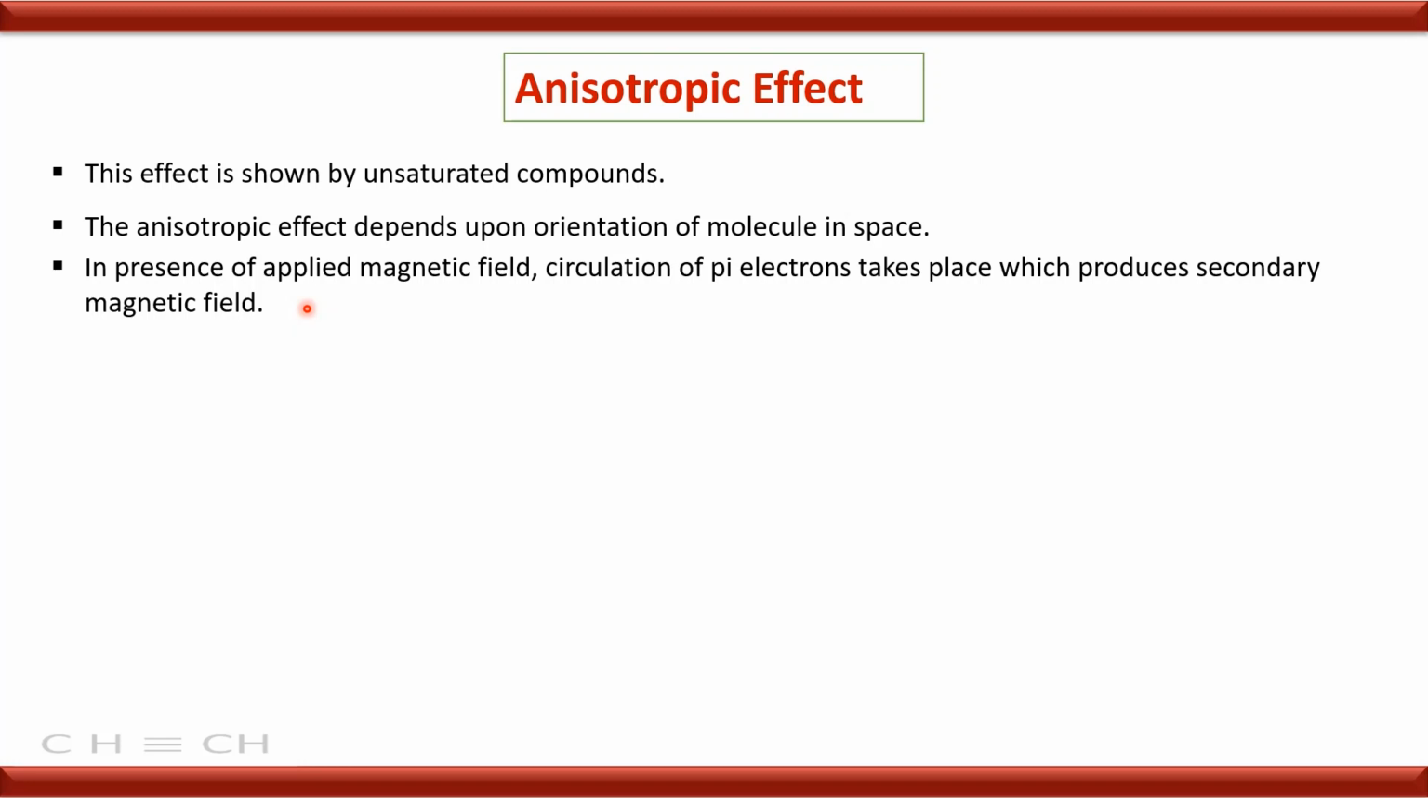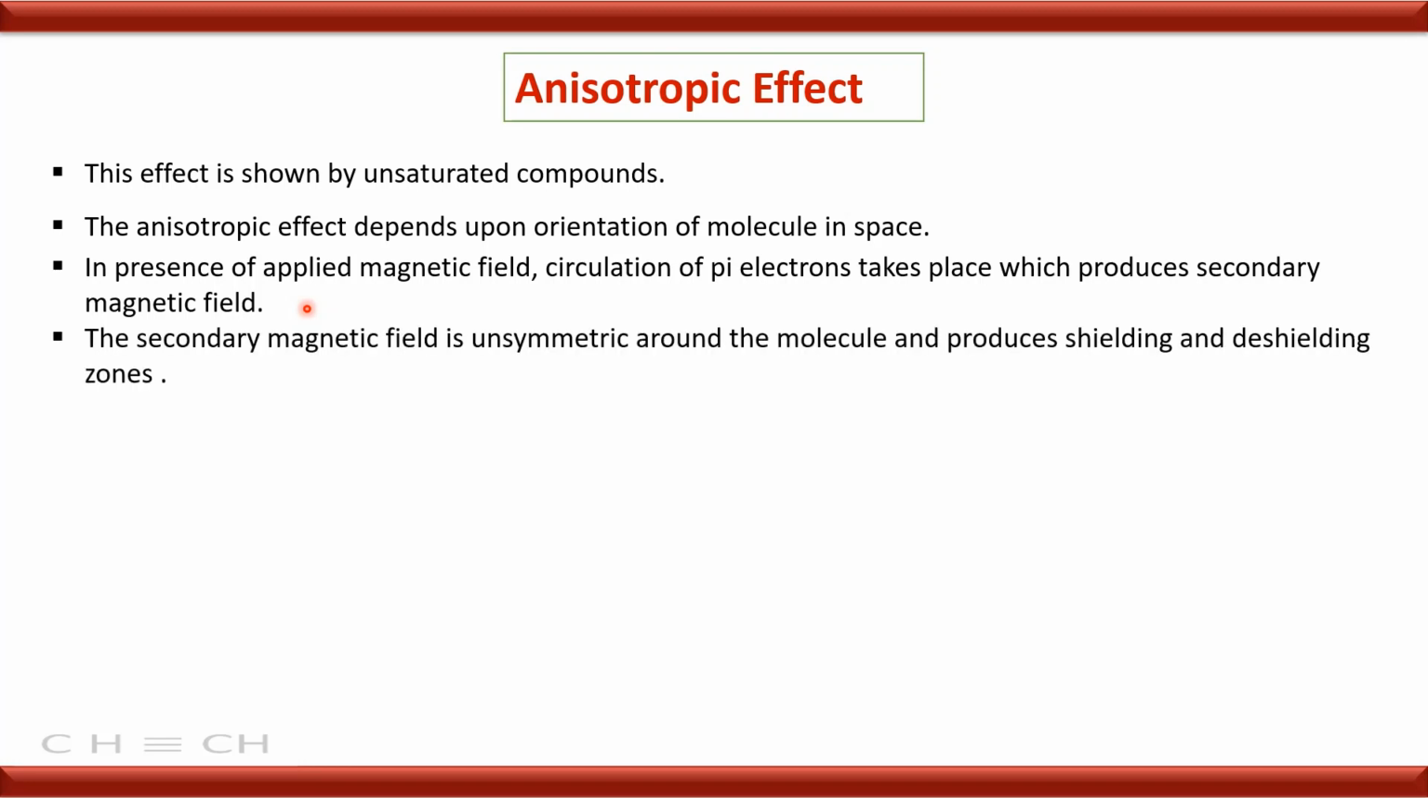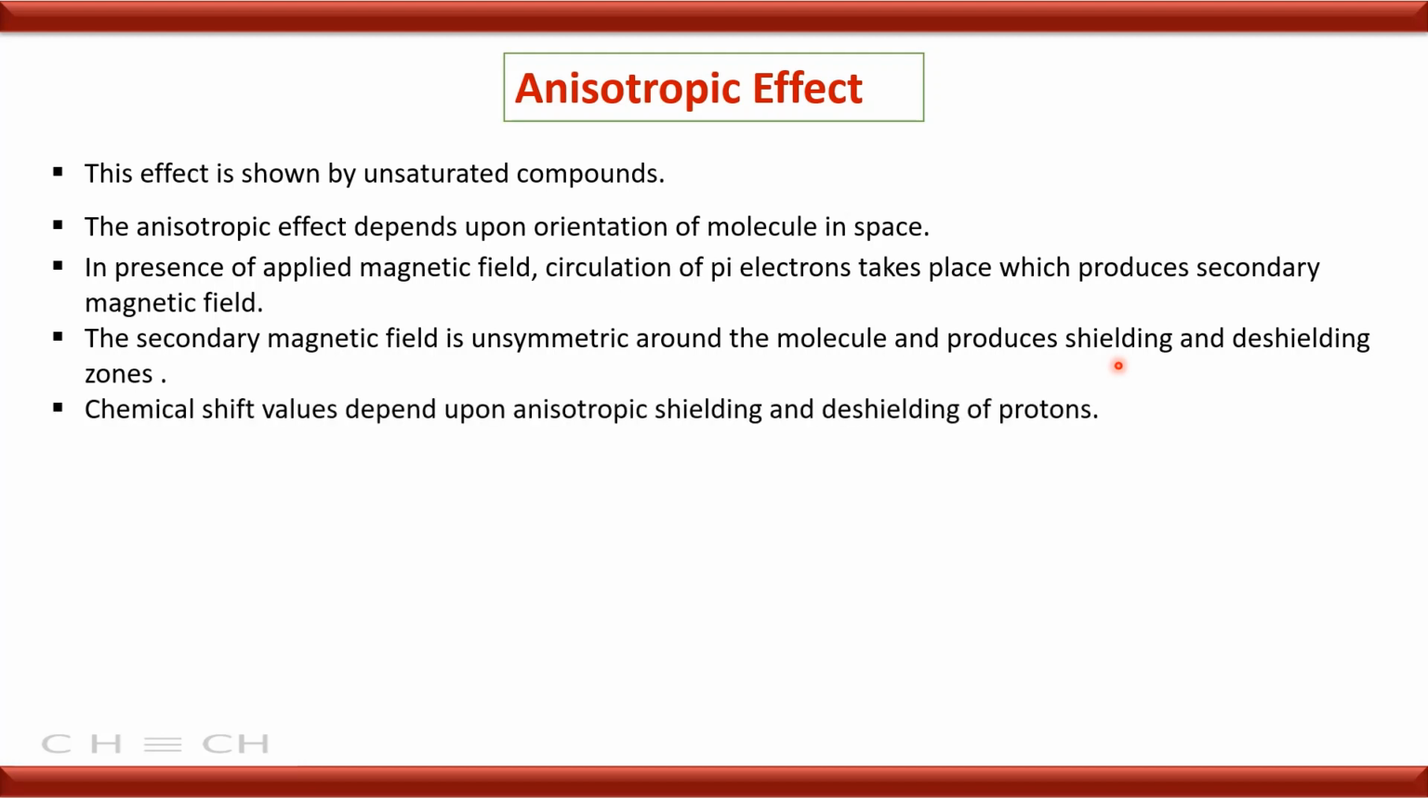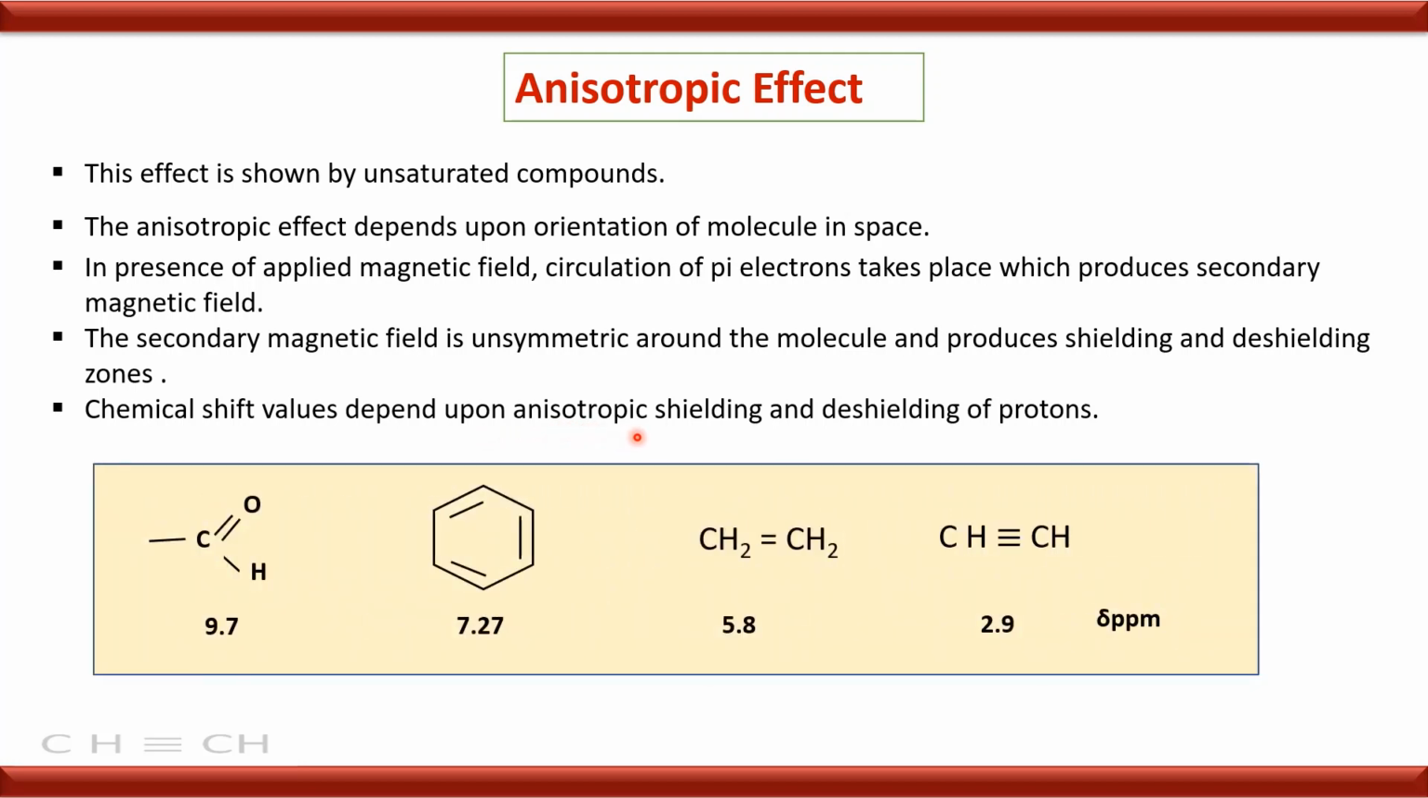Two separate zones are observed around the molecule: the shielded zone and the de-shielded zone. If a proton is present in the shielded zone, then its chemical shift value is less, and if protons are present in the de-shielded zone, then their chemical shift values are higher. That is, chemical shift values depend upon anisotropic shielding and de-shielding of the protons.